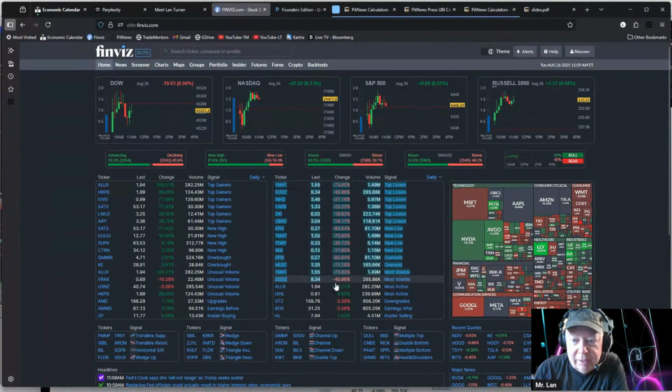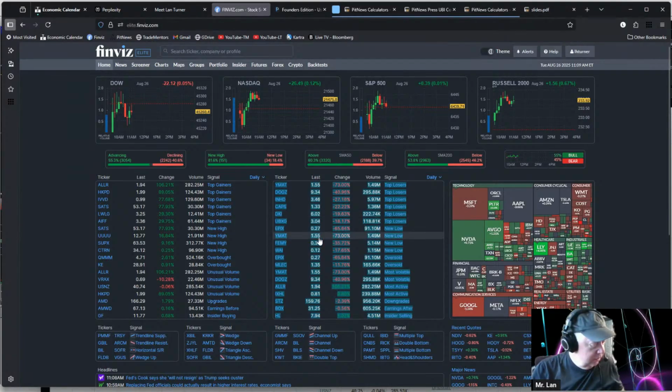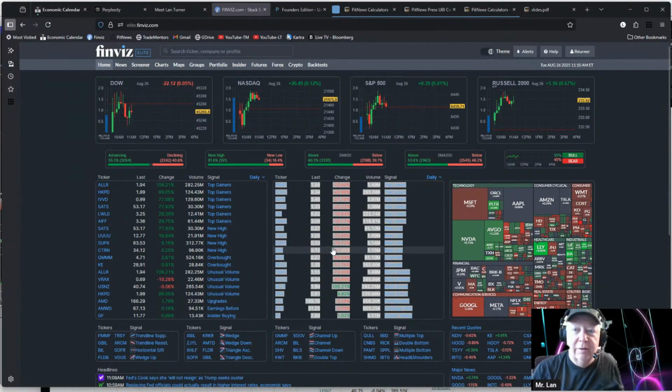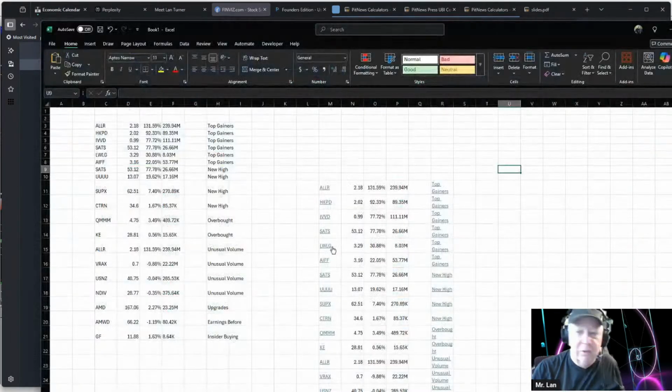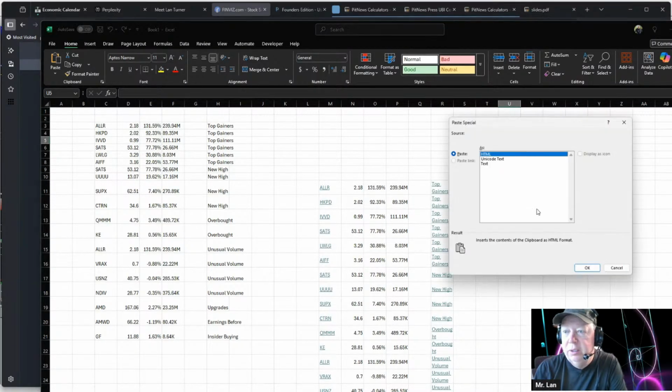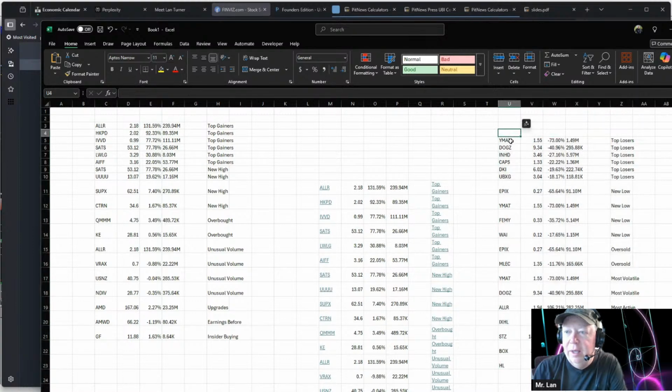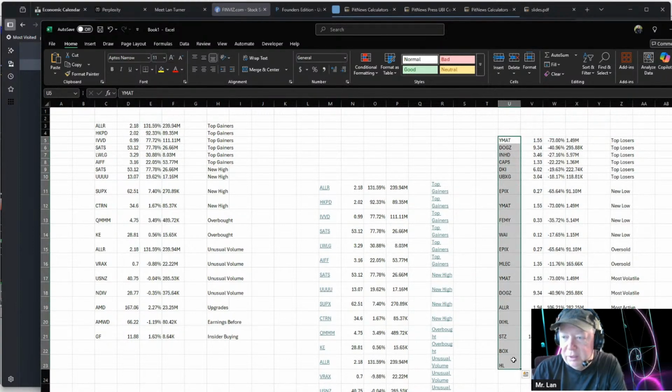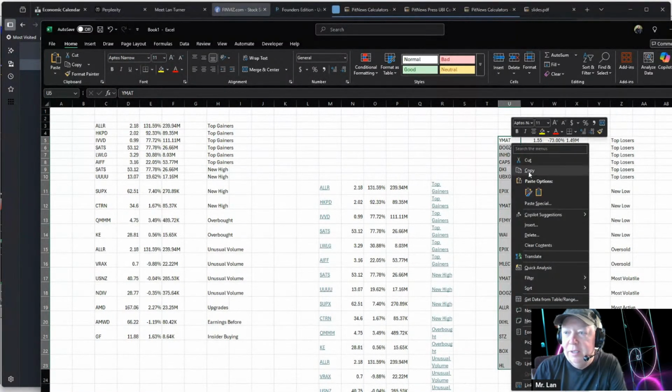You just highlight them like that. Right click on them, say copy. We're going to take those over. Again, remember, we can take those over into a spreadsheet. Right click, hit paste special, hit text, hit OK. And there they are. Now you can grab that column just like that, right click on it, say copy.